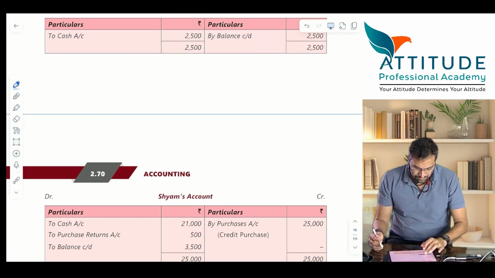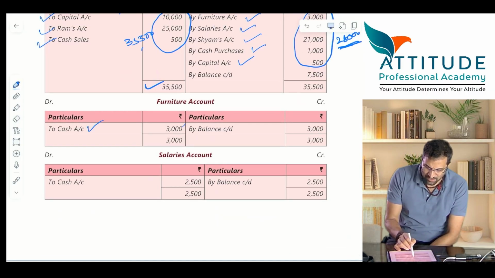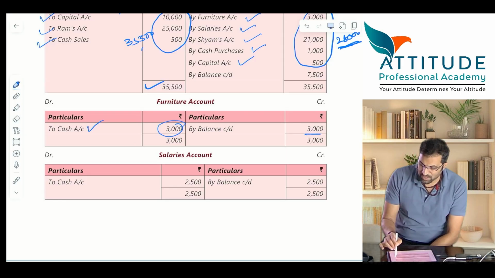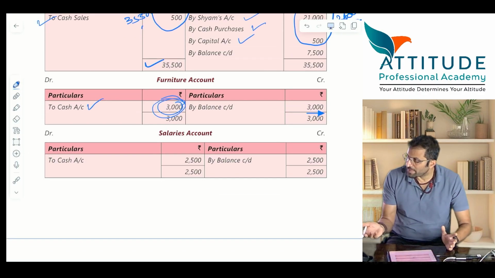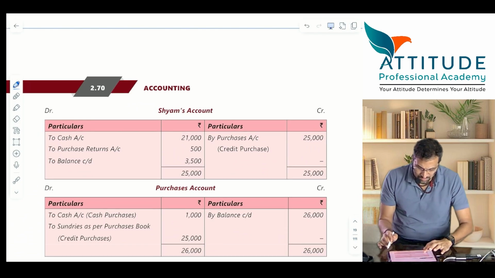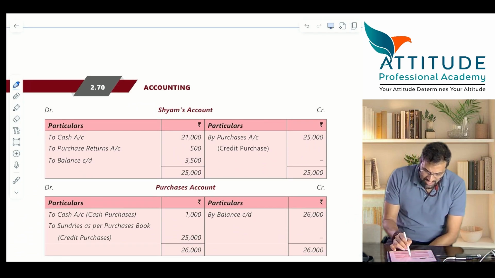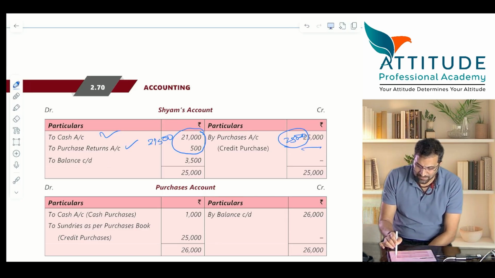Now come down here and look at this. Tell me, furniture account debit to cash, purchase of furniture. Is this a balance or not? But you will still write only what? 3,000. Is that clear? There is nothing on the credit side, so you don't write a balance. Is that clear? Salary account, leave this. Look at this, yes, this is interesting. What is the Sham account on the debit side? 2 cash and 2 purchases, 21,500. How much is the other side? 25,000. So write both. So the Sham account credit is 25,000, and the debit is what?